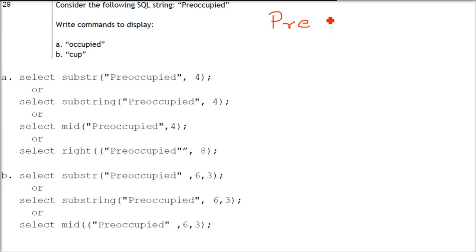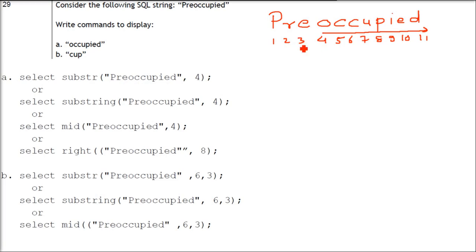So it's always better to write this preoccupied and then number them as well. So multiple commands can work. Occupied means from here to here. This is 1, 2, 3, 4. From the 4th position till the end, 5, 6, 7, 8, 9, 10, 11. From the 4th position till 11.